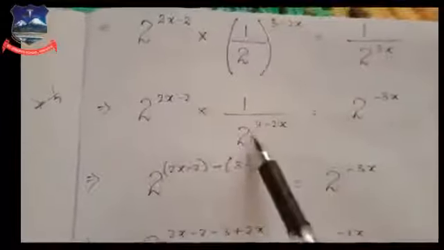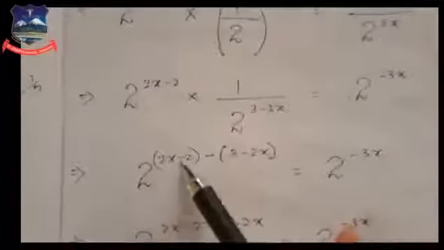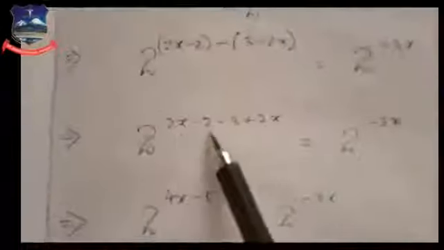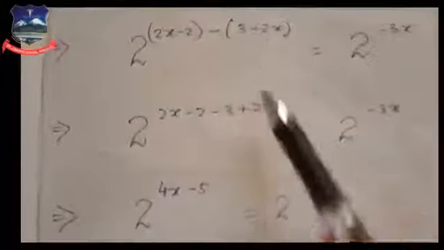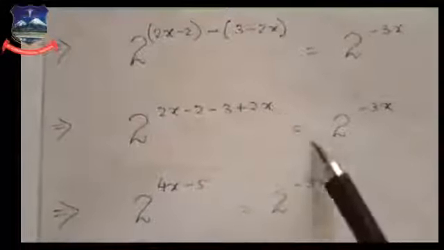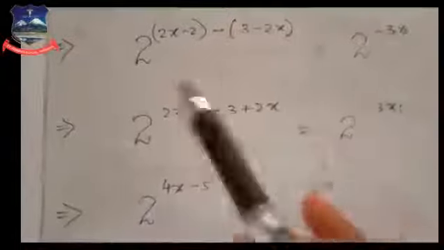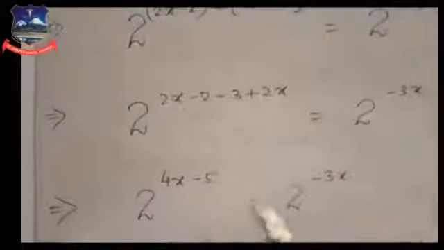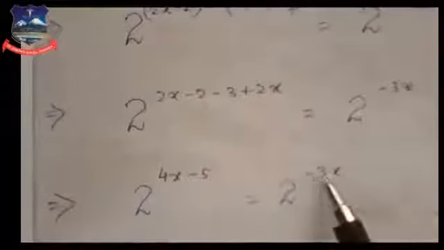After that we'll copy the same. Then these two are same base but they are in division. This 2 is in division, so we have to subtract its power. So 2 to the power (2x minus 2) minus (3 minus 2x) is equal to the right hand side. Now we will solve this. 2x minus 2 minus 3, minus into minus plus 2x, is equal to 2 to the power minus 3x. Now 2x plus 2x is 4x. Minus 2 minus 3, same sign addition, minus 5, is equal to 2 to the power minus 3x.